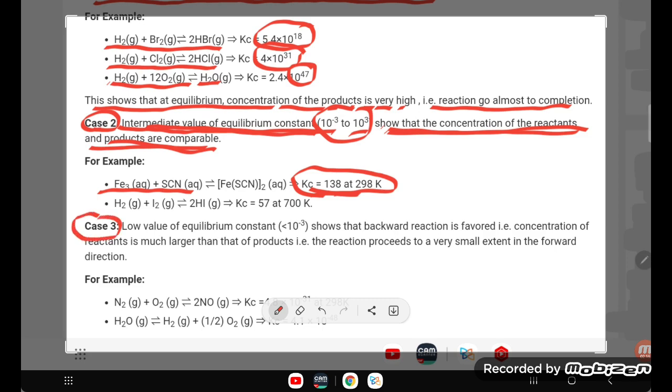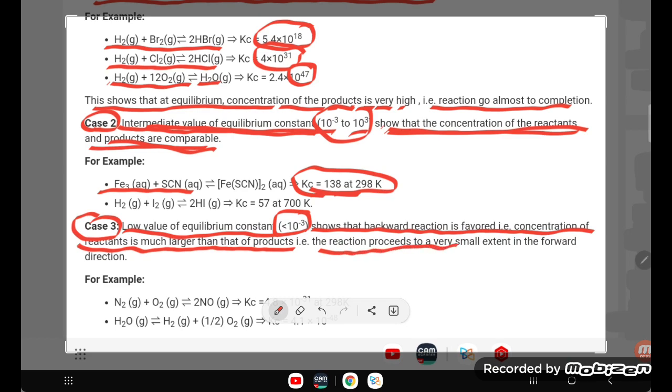Now the last case: a low value of the equilibrium constant, less than 10^-3, shows that the backward reaction is favored, that is, the concentration of reactant is much larger than that of the product. The reaction proceeds to a very small extent in the forward direction.